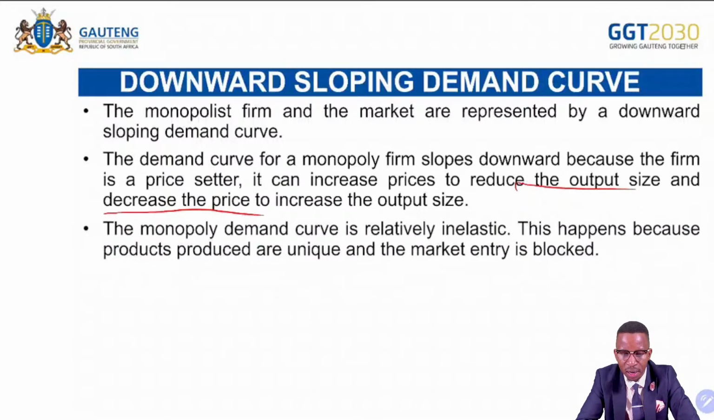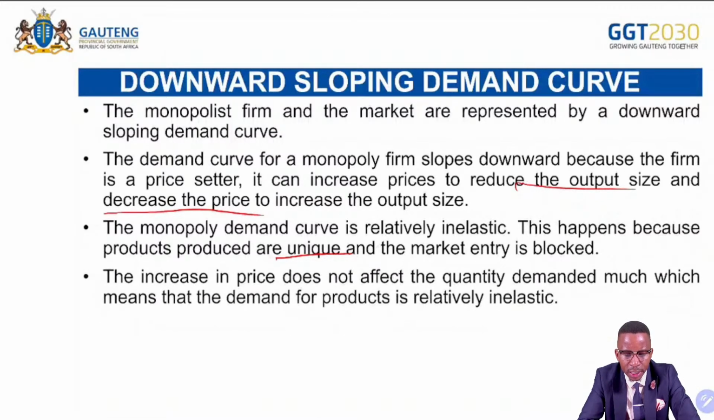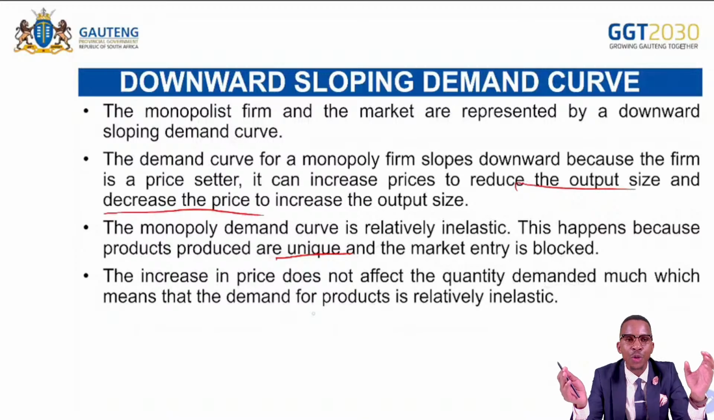The monopoly demand curve is relatively inelastic. This happens because products produced by monopolies are unique. They don't have any other substitutes since market entry is completely blocked. The increase in the price does not affect the quantity demanded much, which means that the demand for the product is relatively inelastic. If the price increases and the product is highly needed by consumers, they won't change their demand by a huge margin. So the increase in price does not create a huge change in quantity demanded.